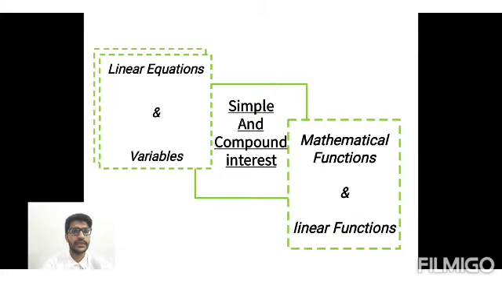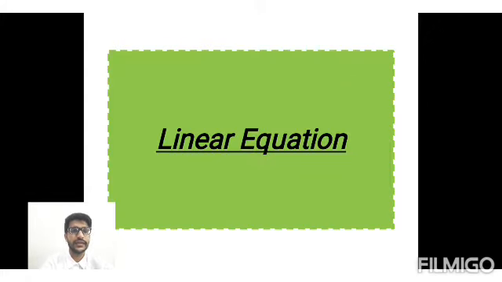Here are my topics: linear equation and variables, the second one is simple and compound interest, the third is mathematical functions, and the last is linear functions. What is a linear equation? Linear comes from a Latin word, linearis, which means created by a line. If a graph is linear, it will be straight. A linear equation or expression consists of only one variable and no exponent. A linear equation has variables whose value is unknown, and the power of the variable is 1.